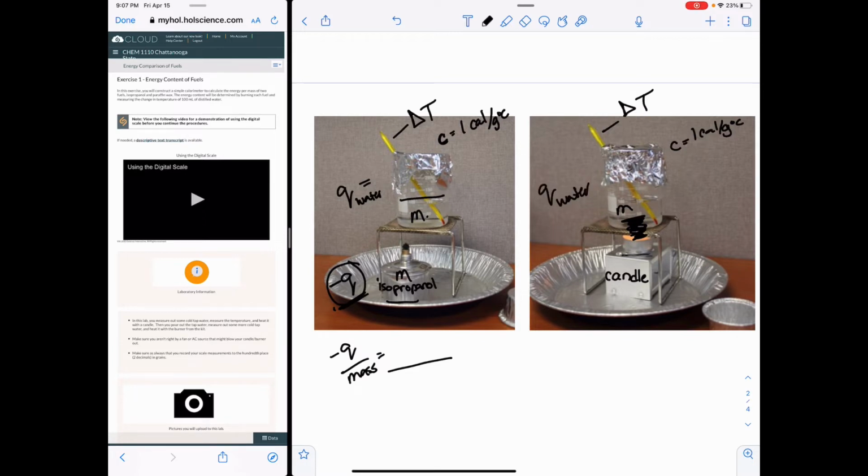And then you know positive Q is equal to negative Q for the candle. So you'll have that value, and you'll figure out, again, how much energy was released. So that's the point. That's what you're doing in the whole lab. There's one tiny little part at the beginning where you weigh some water, and then that's it.